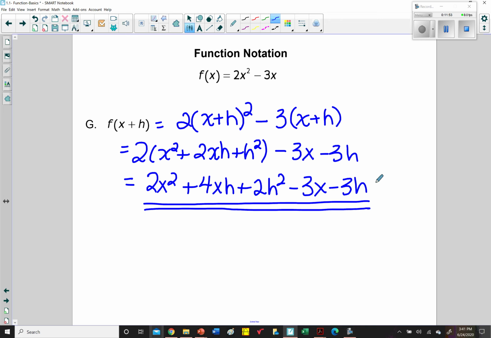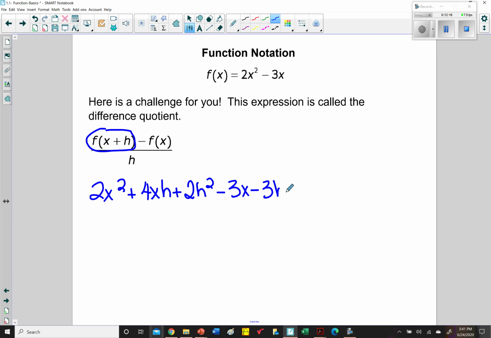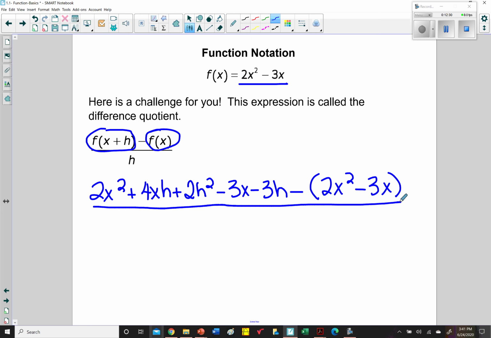Now you want to note that letter H uses the answer we just got. And then we want to subtract the function. So we have 2x squared plus 4xh plus 2h squared minus 3x minus 3h. This is our f of x plus h. And then we're going to subtract the function. So the function is 2x squared minus 3x, and then divide that by h. This is called the difference quotient.